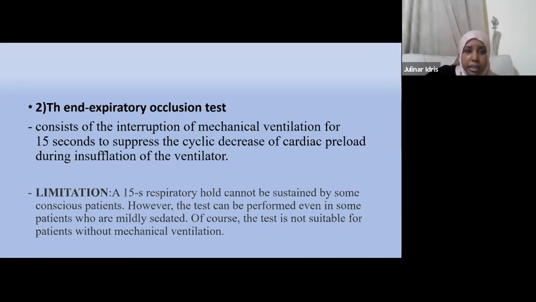The limitation of this maneuver, especially in pediatrics, is that a 15-second respiratory hold cannot always be sustained. The patient may not be able to hold his breath, or may not tolerate stopping the mechanical ventilation for more than 16 seconds.